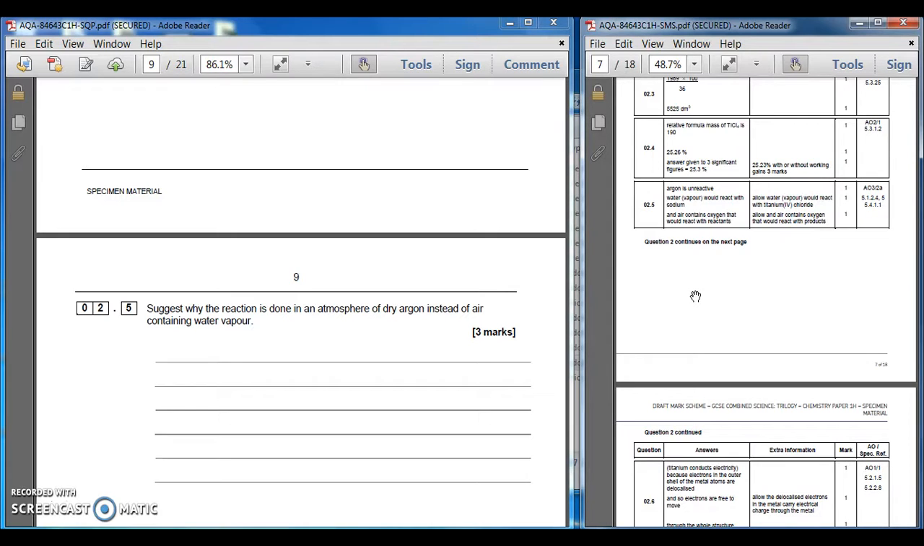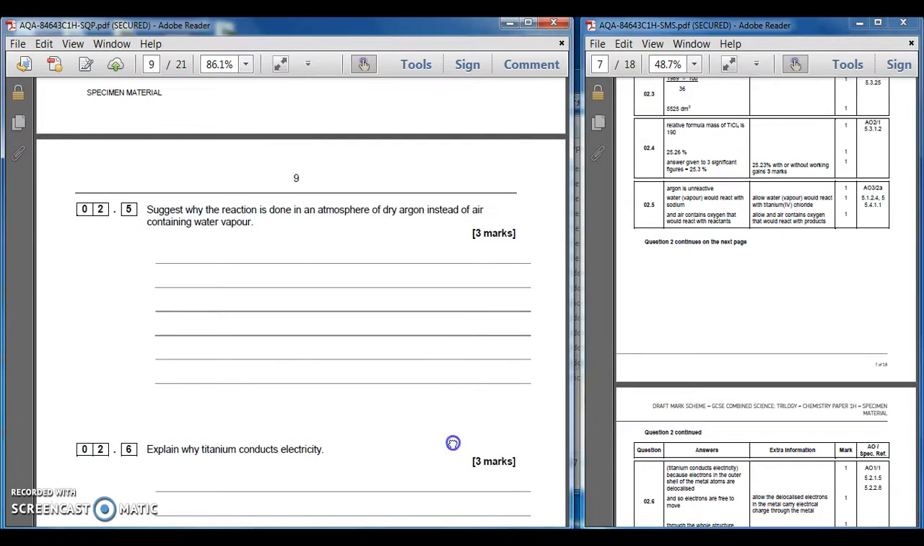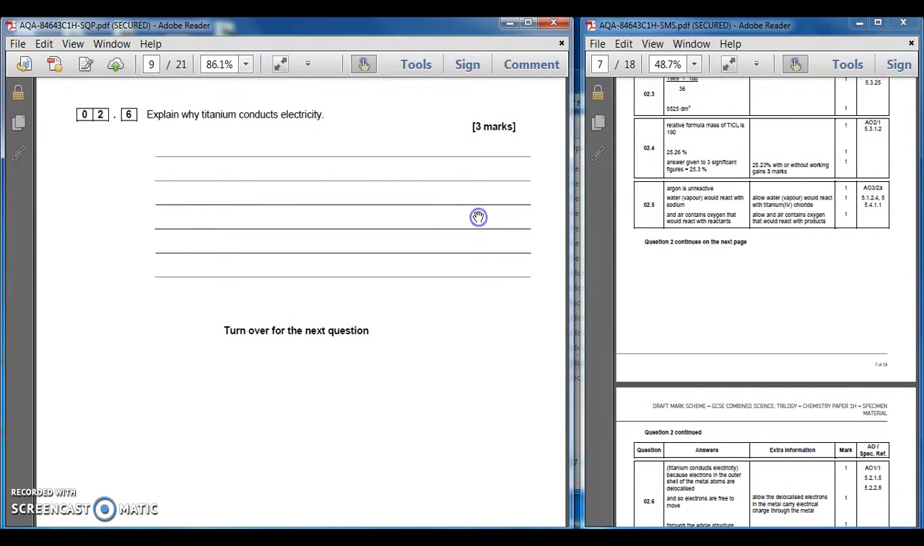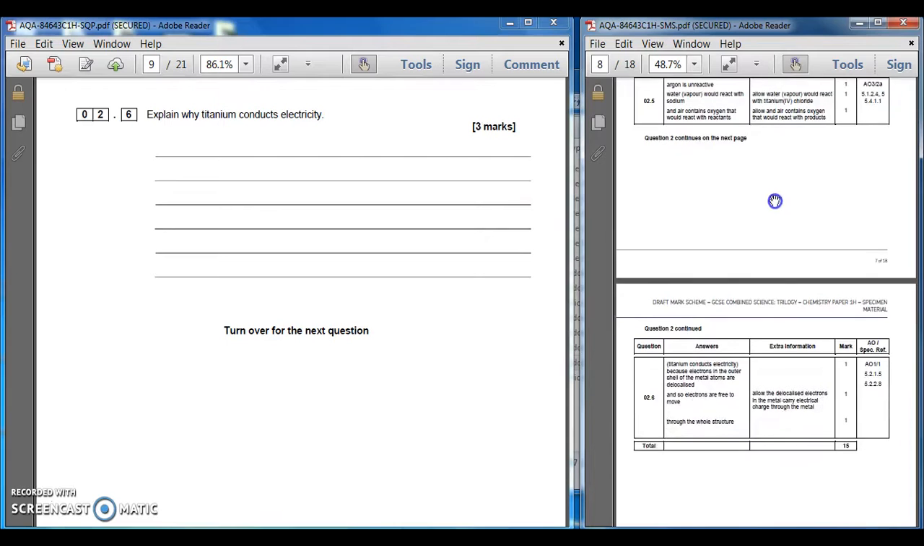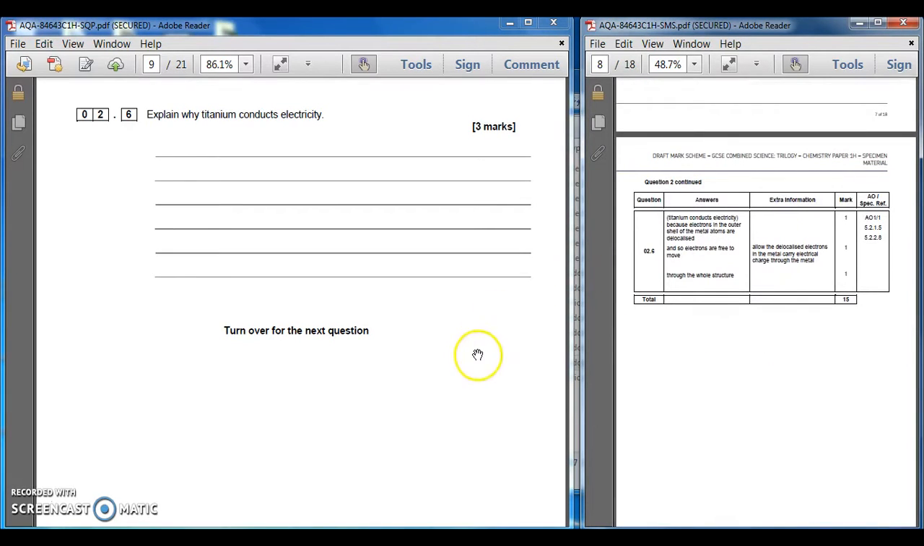Okay, it's allowed that you said the oxygen could react with the products as well and could affect your investigation that way, but you have actually got to be specific. You can't just say oxygen may do something. Final question. It's got a cheeky bit in it as well.